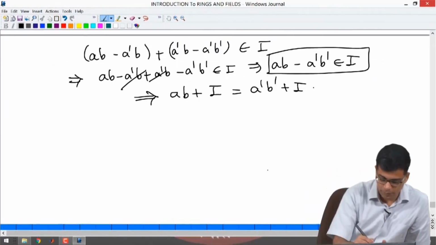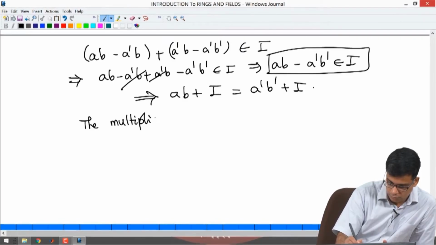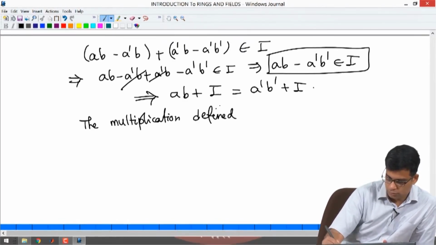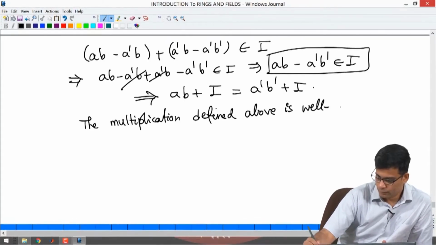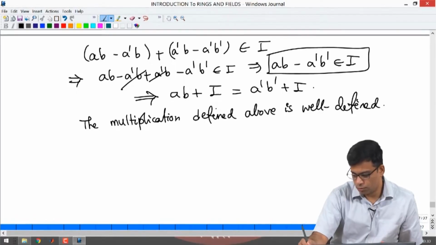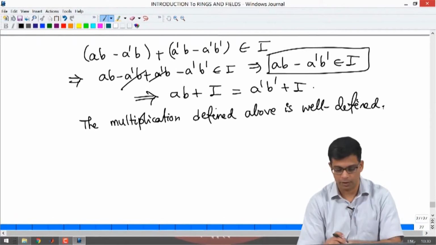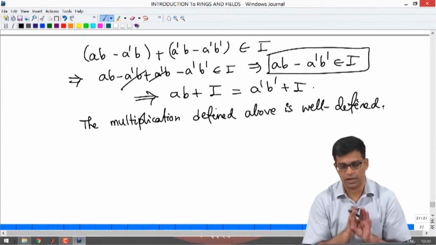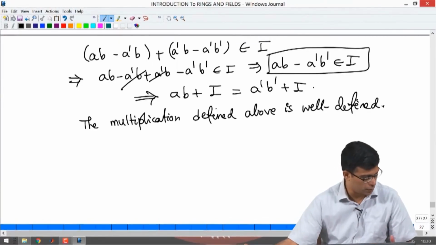Okay. So, the multiplication defined above is well defined, because I do not need to worry about which representative I pick. You pick a representative, I pick a representative, and when you multiply your representatives, I multiply my representatives, we get the same answer. So, multiplication above is well defined.